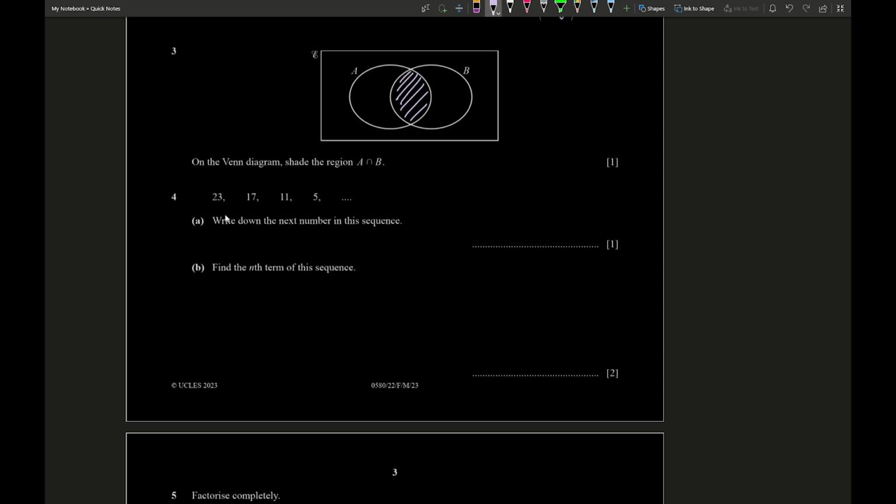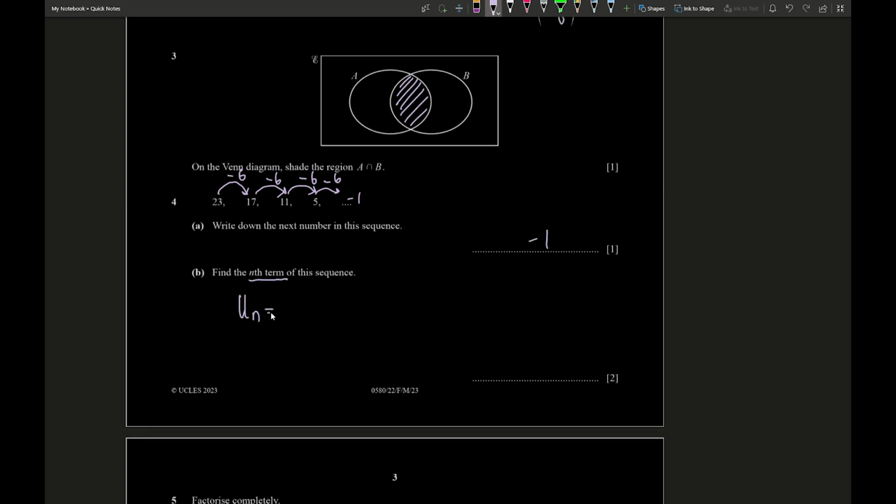We're given a sequence, and for part A, we're asked to write down the next number in this sequence. Now, if you look closely and examine the sequence written right here, you would notice that there's a common difference of -6, meaning that if we start with the first term and move one term forward, you would be subtracting 6. 17 minus 6 will give you 11, and 11 minus 6 will give you 5. So 5 minus 6 will give you -1. And this is the next term in the sequence.